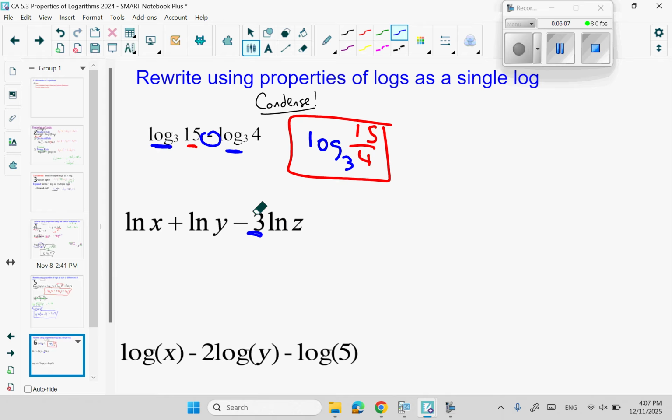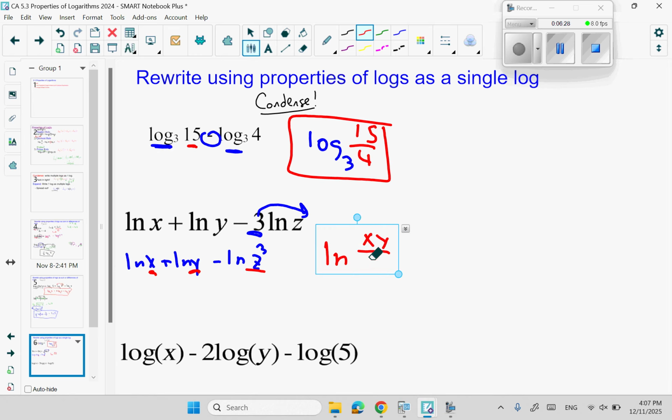Here, first, I'm going to put this 3 as an exponent of the z. So natural log of x plus natural log of y minus natural log of z cubed. I have x plus y, so they're going to be multiplied, minus z cubed, so that's going to go on the bottom. So natural log xy over z cubed.